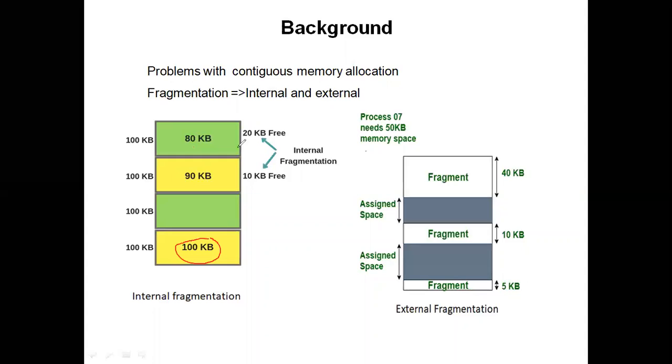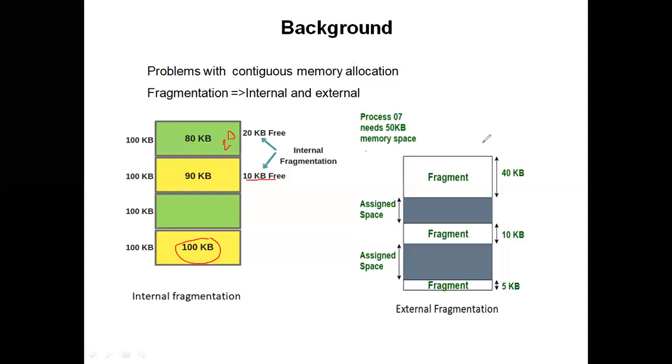So in this case, if you see here, 20 kb is free. So here 20 kb is free, here 10 kb is free, here nothing is free. So in this case, you'll see that this 20 kb of memory space here and 10 kb of memory space here is not available to be allocated to any process, because it can be used by only one process, and therefore this is called a internal fragmentation.